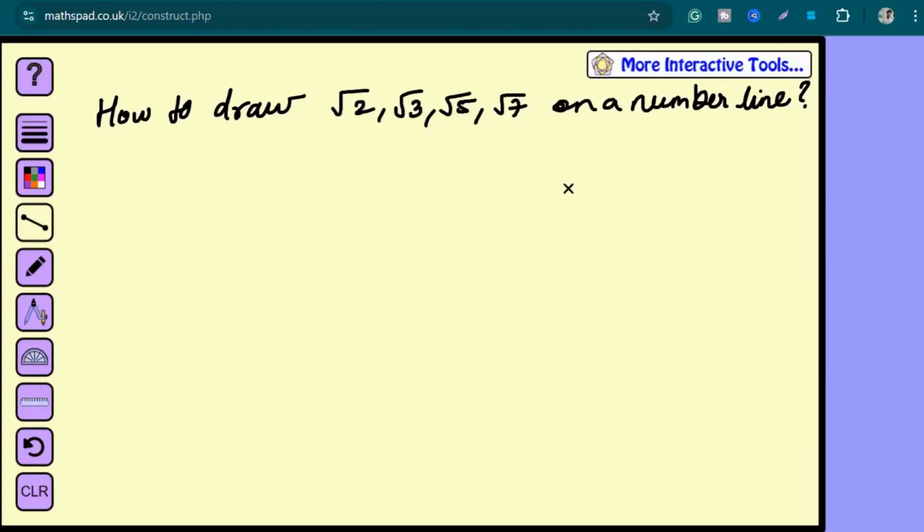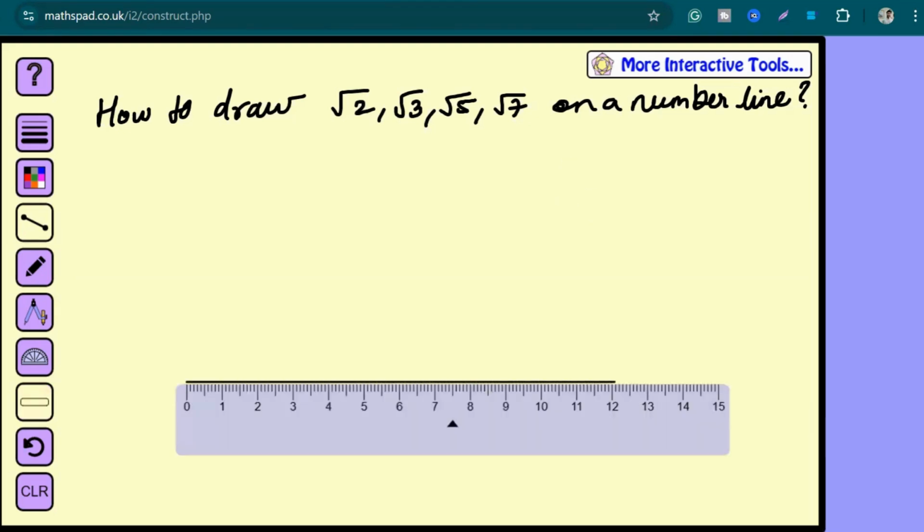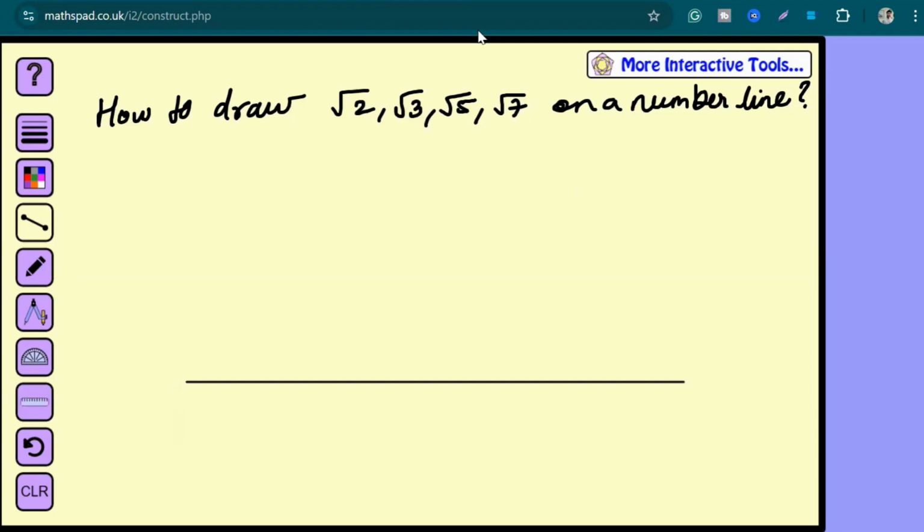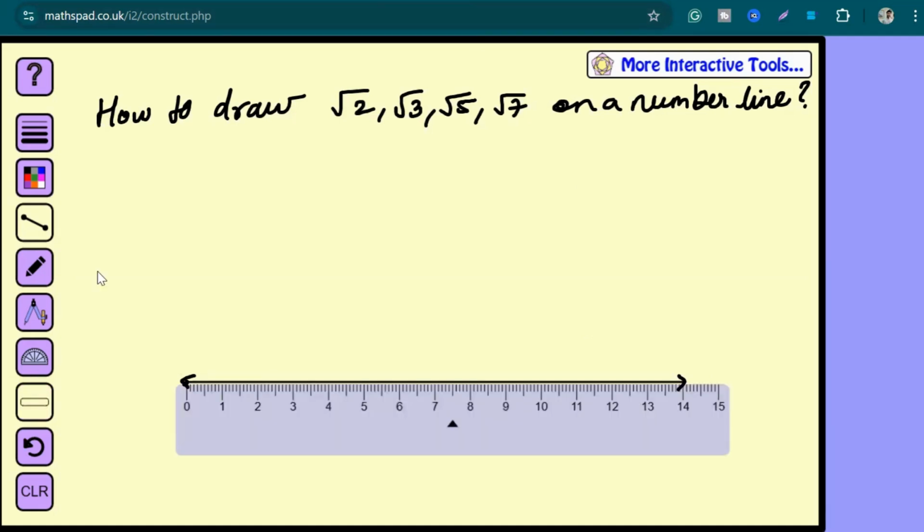Welcome to our online classes, and today we'll be learning how to draw root 2, root 3, root 5, root 7 on a number line. For this I'm using a simulation called MathPad. You can draw a line as long as your skill and put some arrow on it. Now I'm using 2 centimeter as 1 unit so that I can make it a little bigger for you. You can do it on 1 centimeter as well.